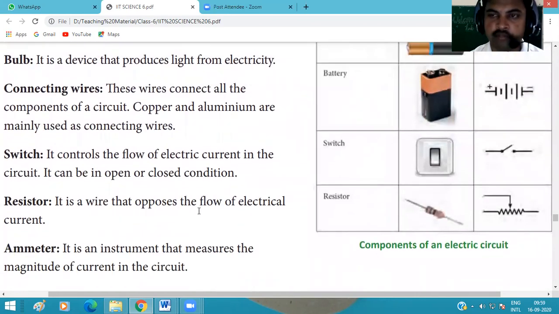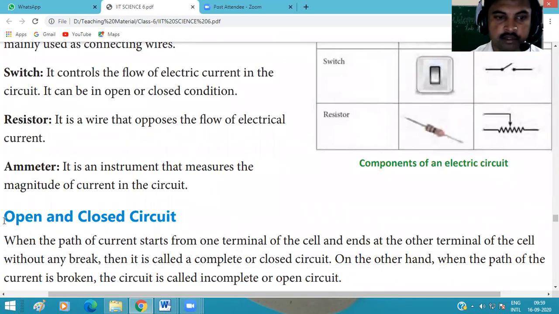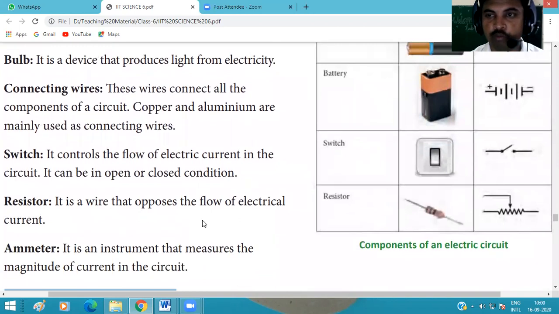I think it is enough for today. We will continue from tomorrow with the same topic and same chapter. Tomorrow we will discuss open and closed circuits. I hope you understand. If you have any doubts, you can ask.